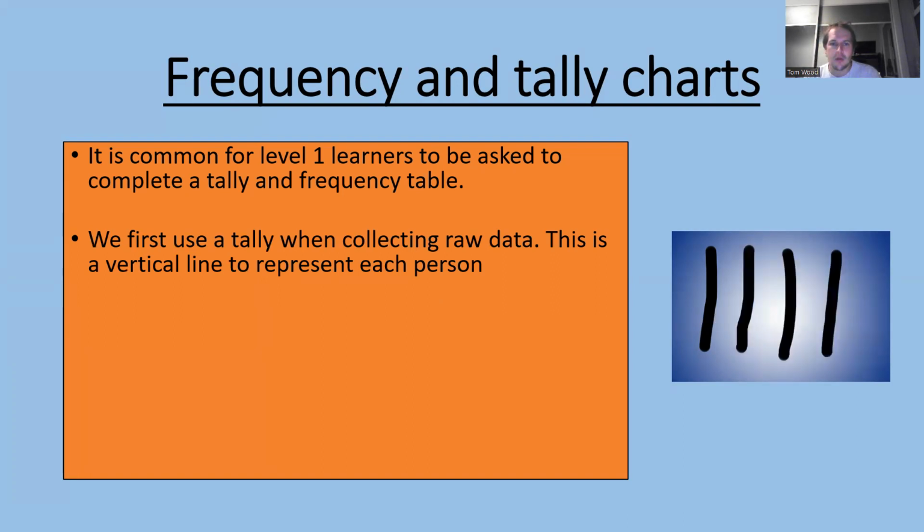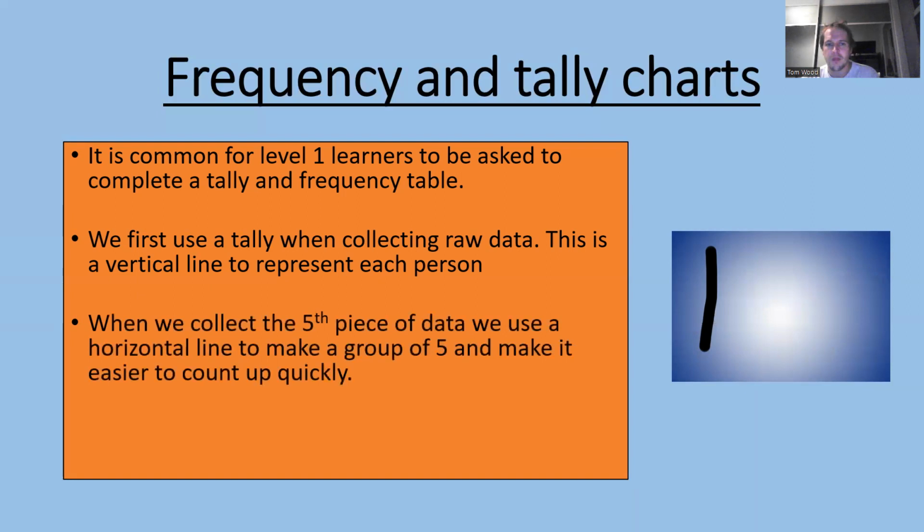But you would collect the tally, and the tally itself, as we can see on the right there, is just 4 vertical lines, and we put a line through it for the 5th. The reason being is that people find it incredibly easy to count in 5s. It's just embedded into all of us. So it makes it very easy to total all of these up. So if it was 23, we'd have 4 blocks of 5 and then 3 remaining at the end.